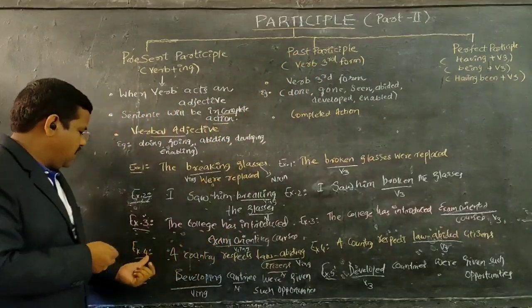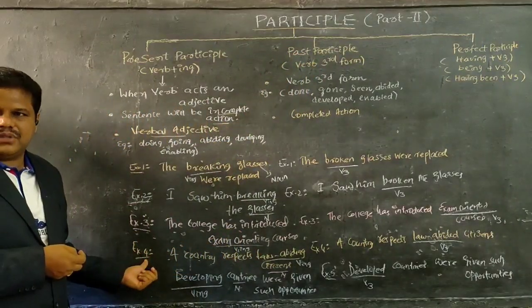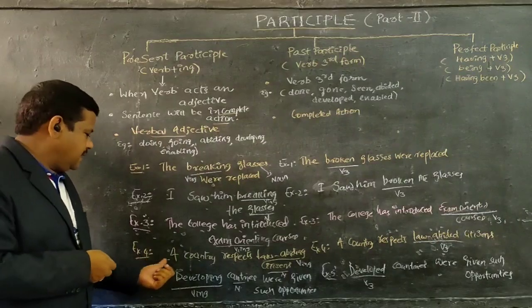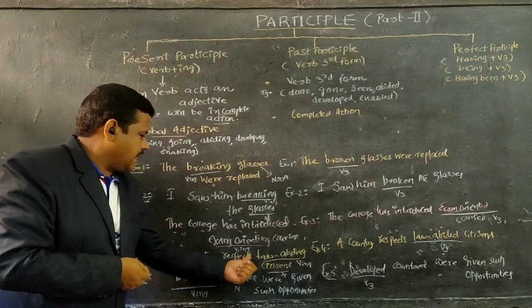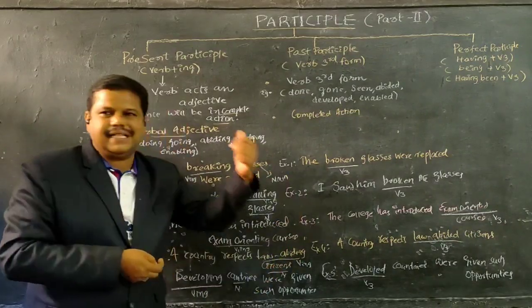This is the third example. Now come to the fourth example, student. First, see this sentence: A country respects law-abiding citizens.